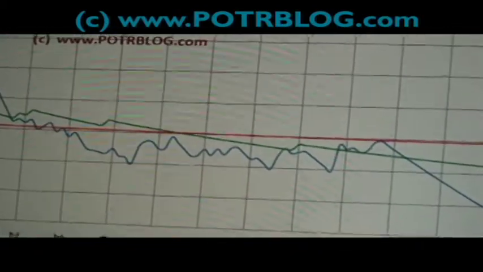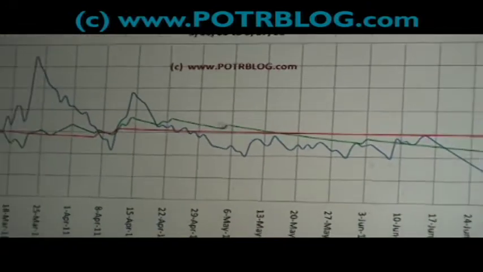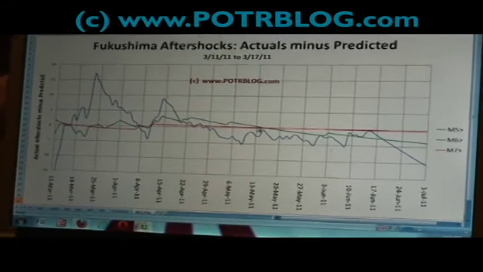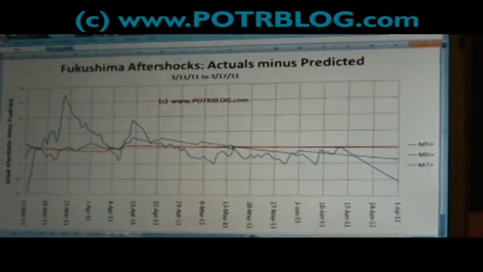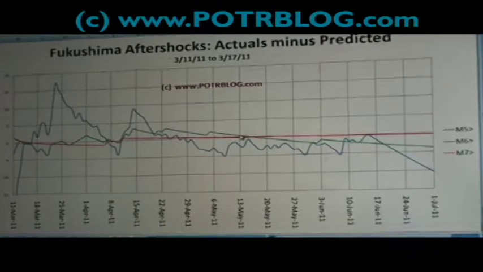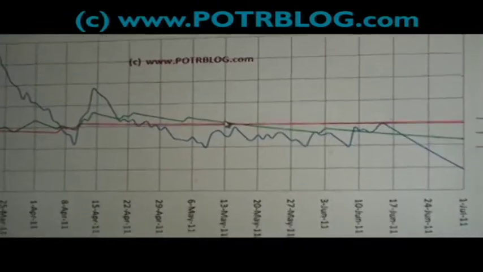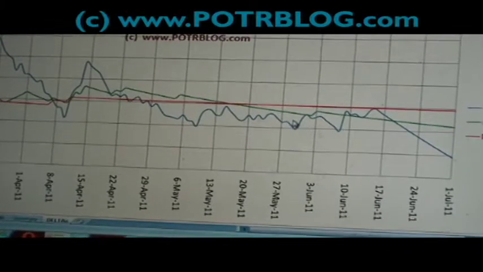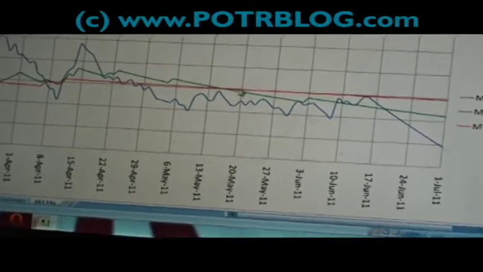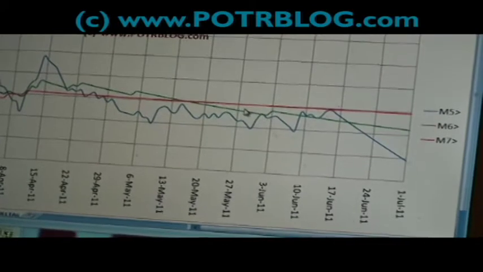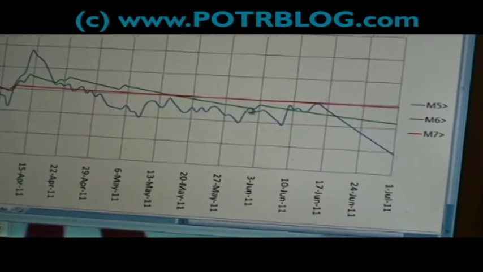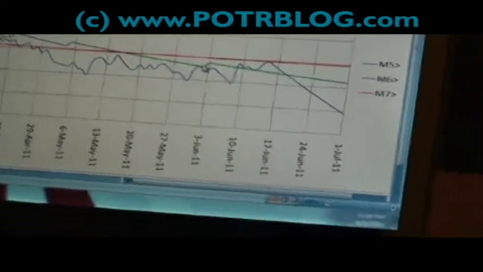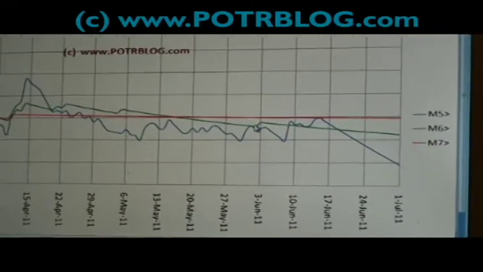And what I did here was I plotted these out. And so you can see right out till about May 13th, we had more magnitude 6 shocks than what the math would lead you to believe would occur. But then all of a sudden we started dropping on the magnitude 5 shocks. And then we started dropping on the magnitude 6 shocks. So we're building up a deficit of magnitude 6 earthquakes. And that means stress is building up on the fault line.